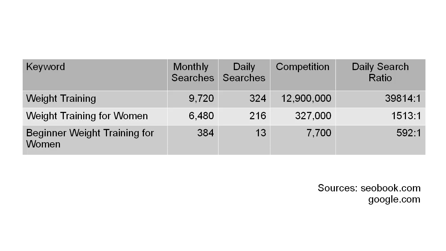So your chances of getting to the first page of Google and your chances of getting to the top position of Google are much better because you're not going up against so many competitors. So your chances of actually getting a hit to your website are 1 in 592, as opposed to 1 in 39,814. So you stand a much better chance of being able to access this much smaller market. You can be a big fish in a small pond as opposed to a minnow in the ocean.